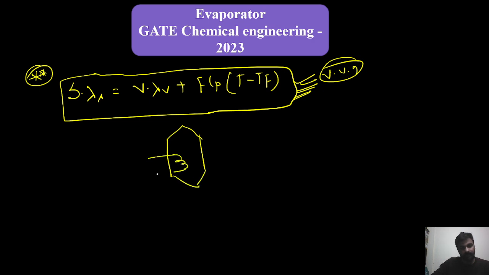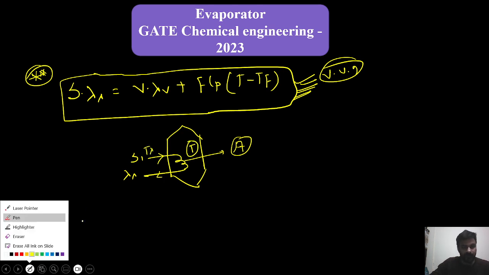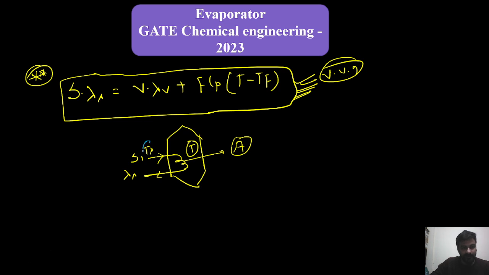Because we are supplying this steam with latent heat of vaporization lambda S, there must be an area of coil. Steam is supplied at a temperature of Ts, and here the temperature will be T. So what will be Q, the heat duty of this particular steam jacket? That is equal to the overall heat transfer coefficient multiplied with area into delta T.